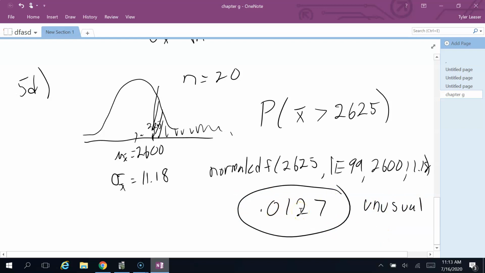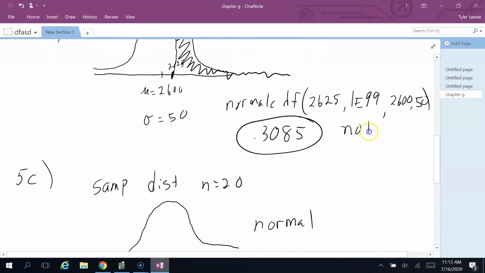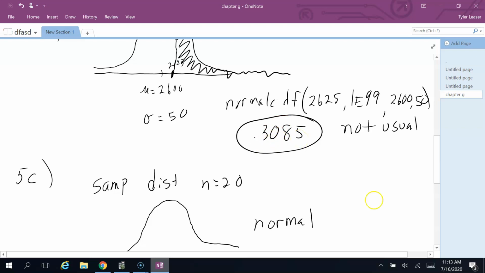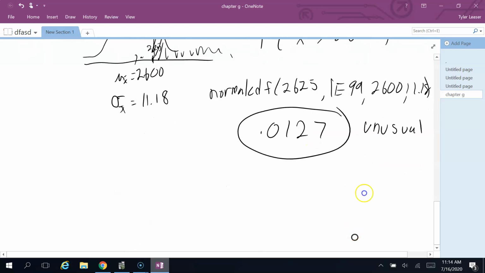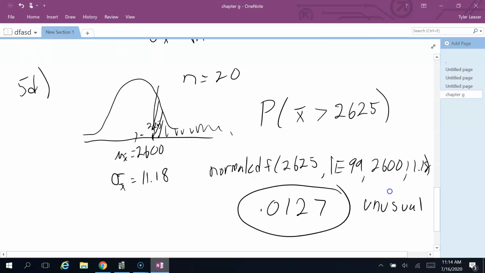But I want to point out the difference between the answer we got here and the answer that we got up top. This was not unusual. This is close to 30%. It is not unusual for a single woman to need more than 2,625 calories per day, but it is unusual to grab a sample of 20 women and have their average to be more than 2,625. Almost a 1% chance of that happening. So when you're grabbing these samples, it is much more difficult for a sample's average to be far away from the mean.